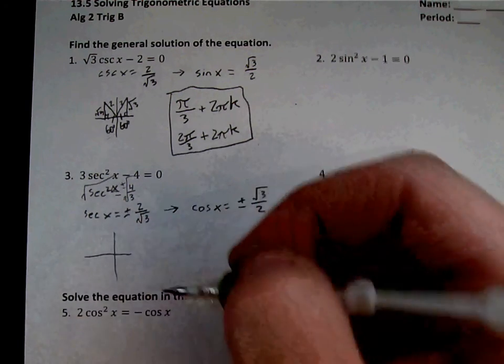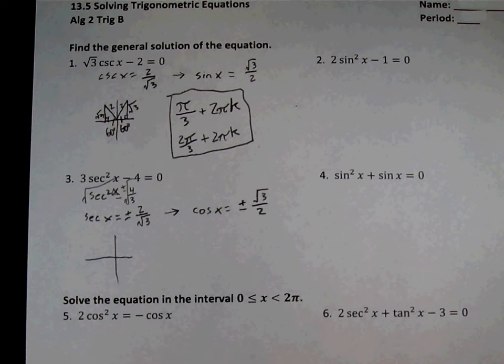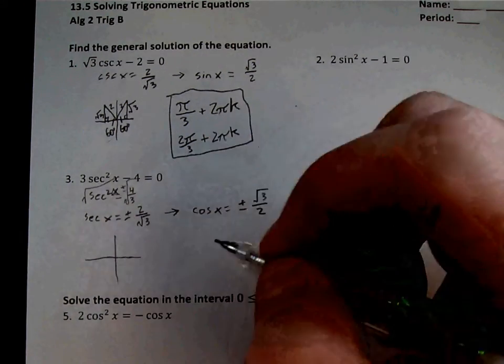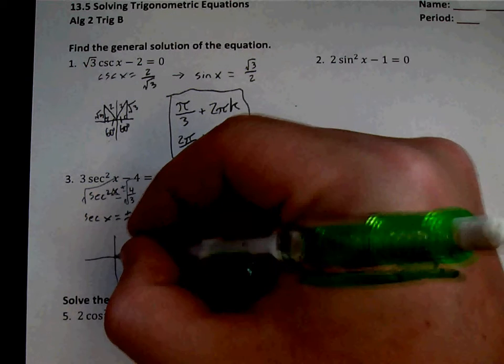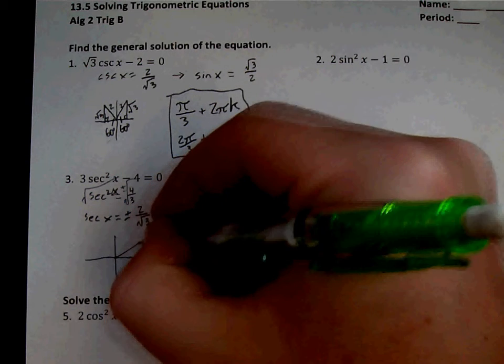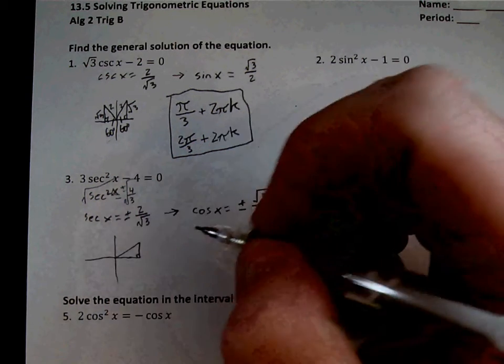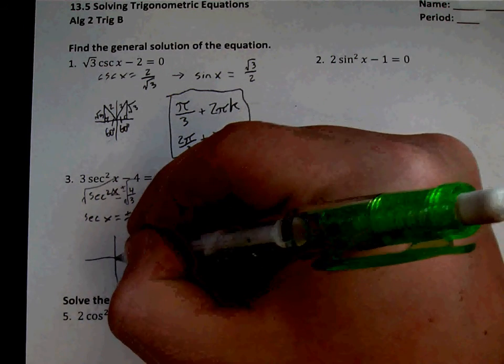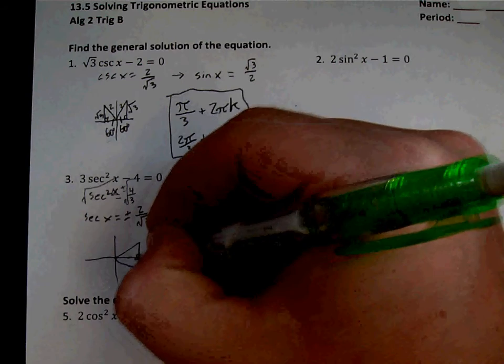Let's draw a picture. Because it's plus and minus, I want everywhere that cosine is positive and everywhere that cosine is negative, which means I'm going to use all 4 quadrants. Because cosine is positive in quadrant 1, and it's positive in quadrant 4. So I get these two.